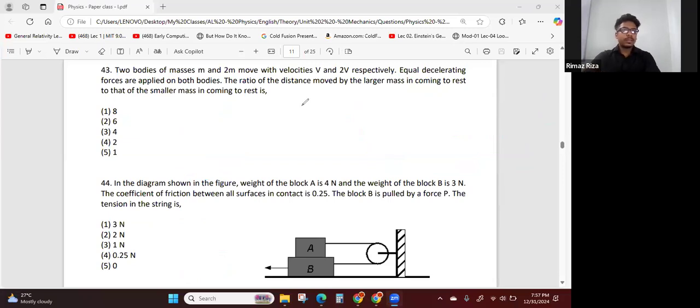The second method is the best method, which I'm going to explain now. So here, two bodies of mass m and m move with velocity. They have some kinetic energy, some velocity, and then equal decelerating forces. Now, let's say an object is moving in this direction, for example, a car. If you want to bring it to a stop, you have to apply a force in the opposite direction of motion. For example, if you hit the brake, the friction force will act opposite to the motion, so that after moving some distance, the car will decelerate and come to rest.